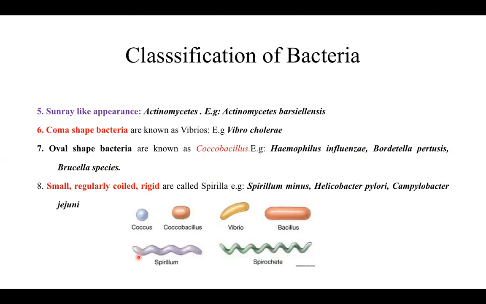Some bacteria are long and thin, but irregularly coiled. Such bacteria are known as spirilla. Examples are Spirillum minus, Helicobacter, and Campylobacter jejuni.